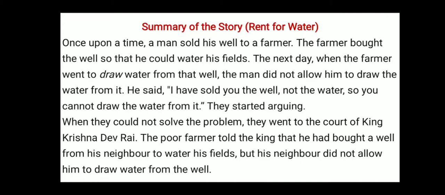The poor farmer told the king that he had bought a well from his neighbor to water his fields, but his neighbor did not allow him to draw water from the well. On the other hand, the neighbor pleaded that he had sold the well to the farmer, but not the water inside it. The farmer had to pay extra money to draw water from the well. The king found the problem very interesting and asked Tenali Raman, the wisest minister of his court, to solve it.